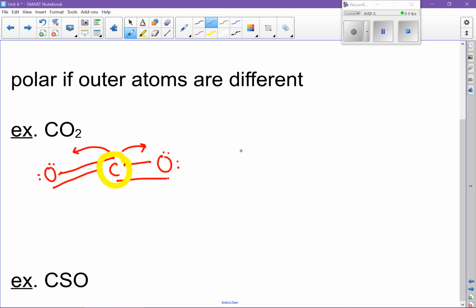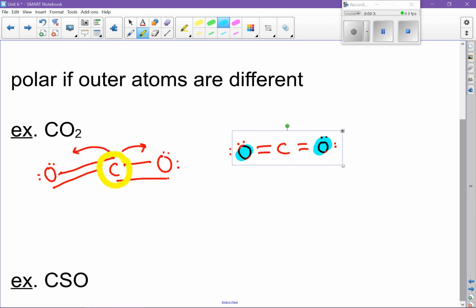So if I draw a nice neat final copy, draw my double bonds, put my extra pairs on, that's a nice linear molecule. Okay. Now, the outer atoms are the O's. So here and here. If the outer atoms are the same, then you can identify the molecule as nonpolar. Everything is being shared equally between those C's and those O's.